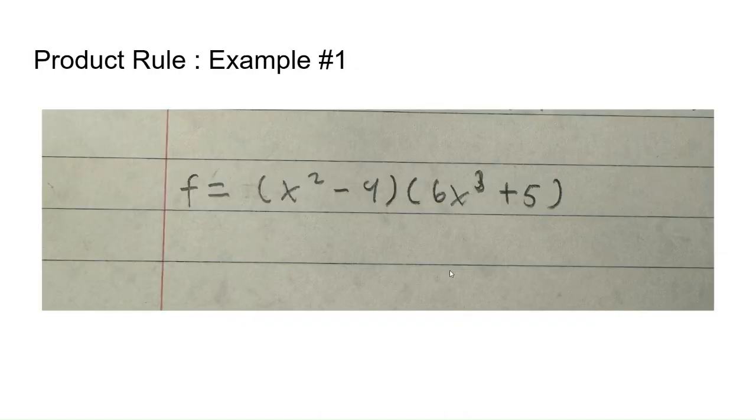So for our first example here, we're going to be using the product rule. I made a little mistake here. It should be f of x instead of just x, but let's just pretend that the f of x is there. So it'd be f of x equals x squared minus 4 times 6x cubed plus 5.